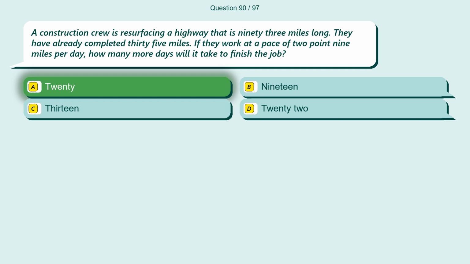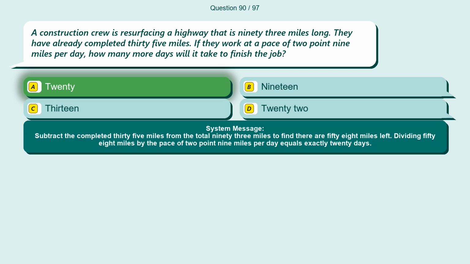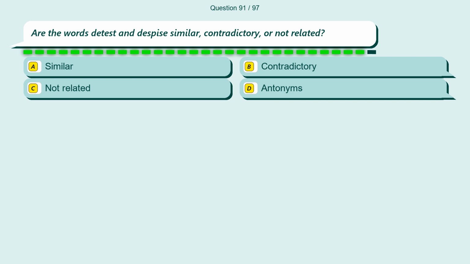The correct answer is option A, 20. Subtract the completed 35 miles from the total 93 miles to find there are 58 miles left. Dividing 58 miles by the pace of 2.9 miles per day equals exactly 20 days. Question 91. Are the words detest and despise similar, contradictory, or not related? Option A, similar. Option B, contradictory. Option C, not related. Option D, antonyms.